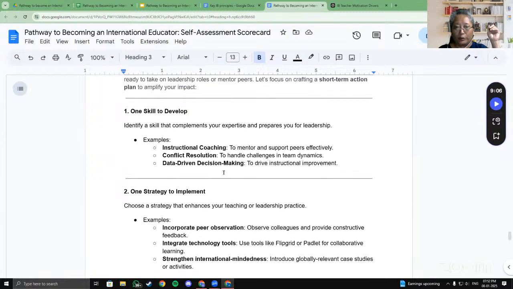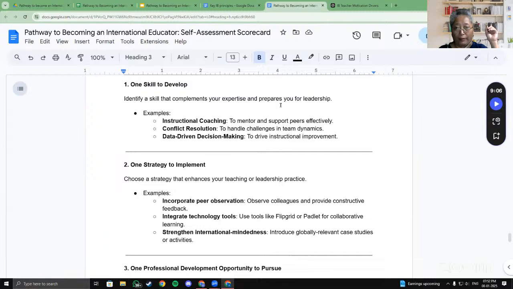So one skill to develop would be, because you are an expert, you know most of the things about IB and Cambridge. So now you are preparing yourself for leadership positions. What you can do is pursue instructional coaching. You can mentor and support other peers who are struggling or who are just entering into IB and Cambridge. So this could be one goal, because you are trying to become a leader.